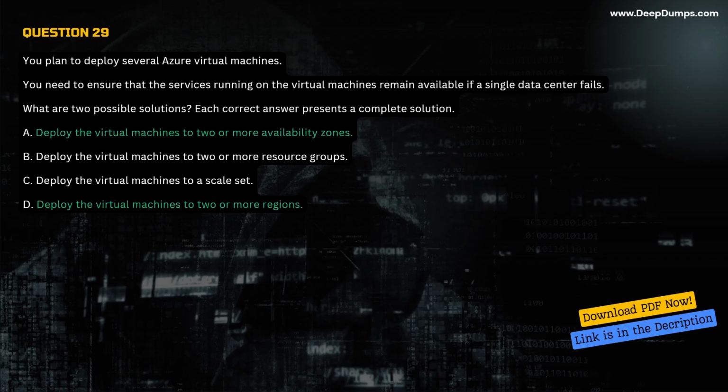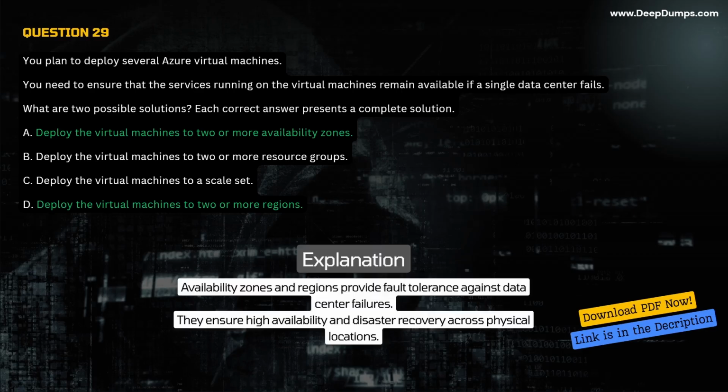Correct answer is A and D. Deploy the virtual machines to two or more availability zones. Deploy the virtual machines to two or more regions. Explanation. Availability zones and regions provide fault tolerance against data center failures. They ensure high availability and disaster recovery across physical locations.